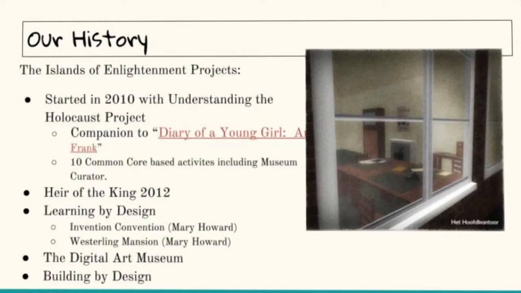Our second project was again with a group of teachers, but primarily Mary Howard was one of the big drivers of that, and that is the Heir of the King project. And that was a medieval role play. So we basically created a medieval village with a castle, and the kids have to work their way up, level their way up to the castle. And when they get to the castle, there's a medieval role play in there, and there's a medieval mystery, kind of an Arthurian legend: who's the heir of the king.